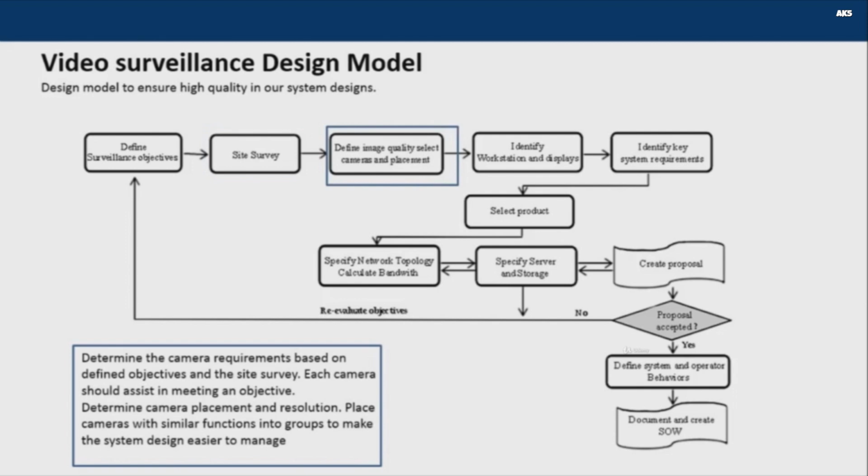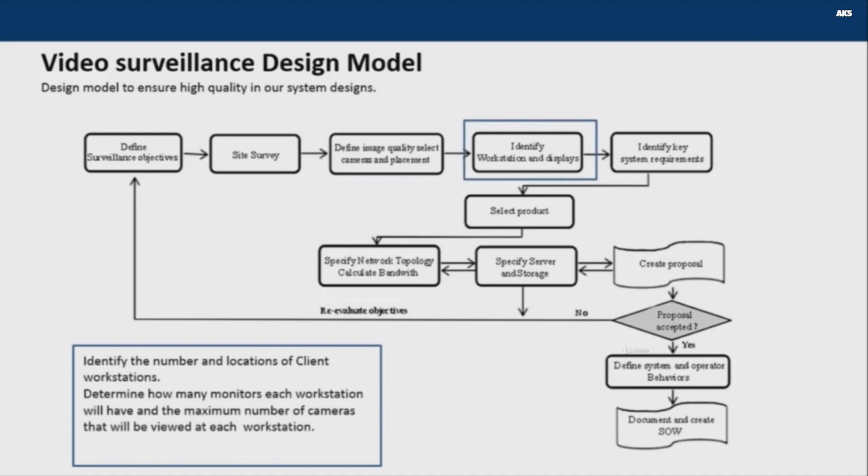Next, we move to determine image quality and features. So, we have to determine the camera requirements based on the defined objective and site survey. Each camera should assist in meeting an objective. For that, we have to determine camera placement, resolution, focal length, technology, features and accessories to use. For example, pole mount, wall mount, or corner mount, or PoE injector, or other accessories. The perfect way to make things easy is to place cameras with similar functions into groups to make the system design easy to manage.